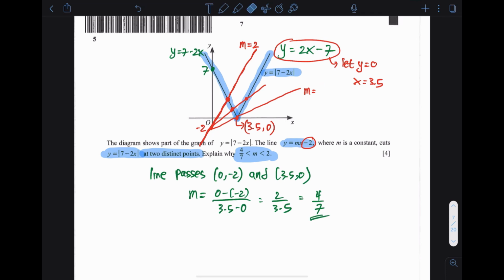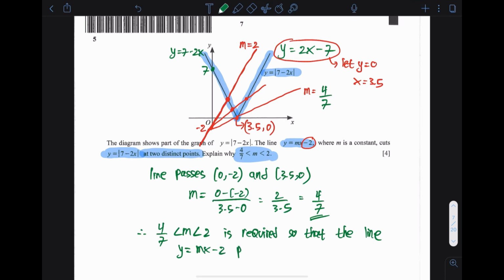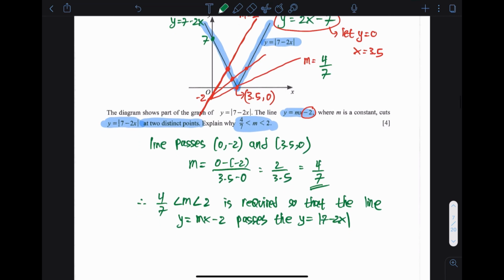So let's put it down. 4/7 < m < 2 is required, so that the line y = mx - 2 passes the modulus graph twice.